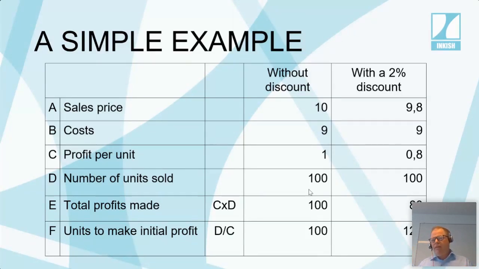If we look at the discount and we give a 2% discount, what would that mean in our case? Well, in this case, our new profit per unit would be 0.8, and our total profit would be 80. In order to be able to compensate for this kind of discount, we can actually calculate that we would have to sell additionally 25% to compensate. This is quite interesting, and of course, this is a constructed example.